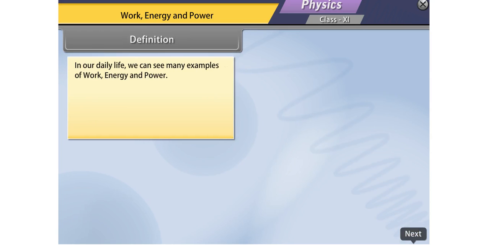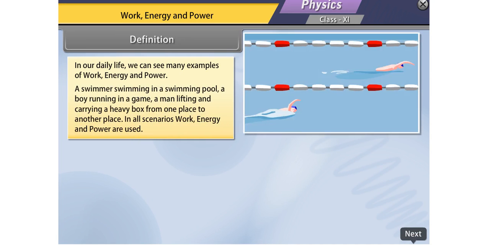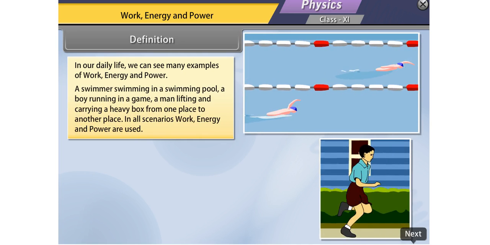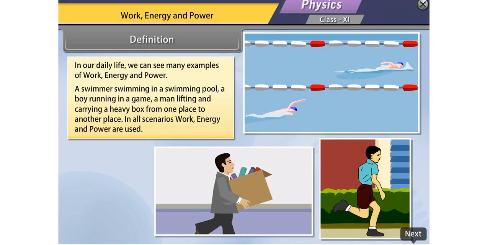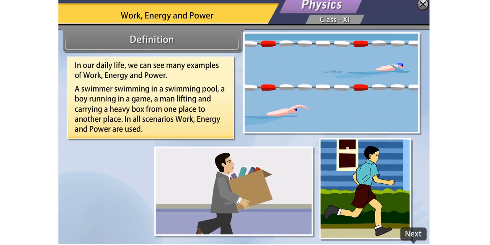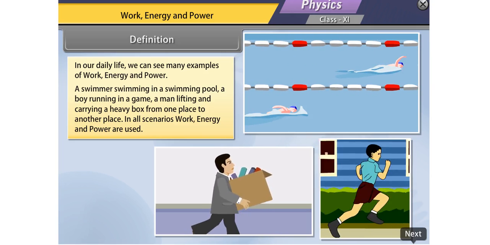Definition. In our daily life, we can see many examples of work, energy, and power. A swimmer swimming in a swimming pool, a boy running in a game, a man lifting and carrying a heavy box from one place to another place. In all scenarios, work, energy, and power are used.